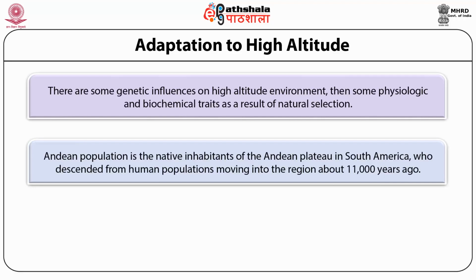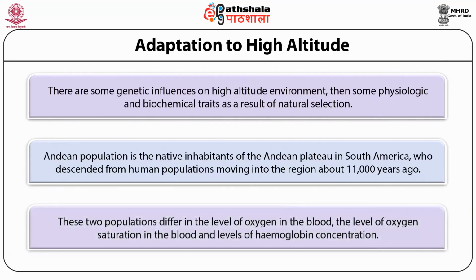The other group, that is the Tibetan population, are the native inhabitants of the Tibetan Plateau who colonized the area about 25,000 years ago. These two populations differ in the level of oxygen saturation in the blood and the level of hemoglobin concentration. The important lesson here is that there may be different paths of selection that operate differently depending on the type of genetic variation available, which in turn is influenced by variation in mutation and genetic drift.